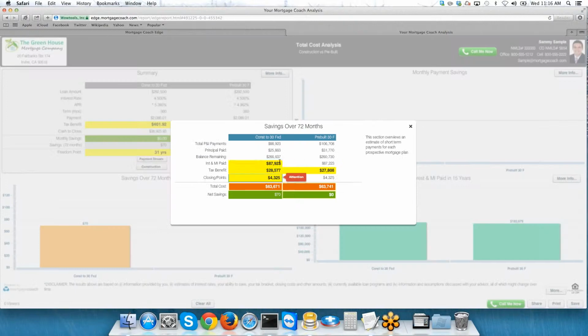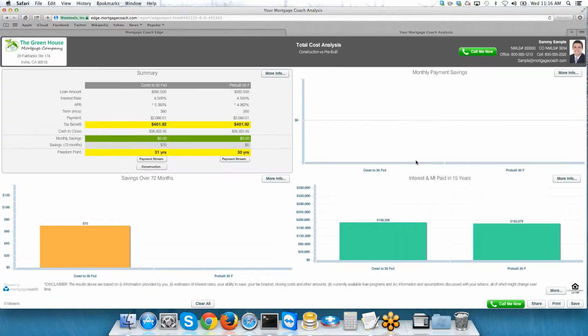So if we look at our more info section now and we add these figures together, the tax benefit is just slightly greater on this construction loan. That's really what's making the difference for us and what's showing a savings, because the interest and MI paid are roughly the same. They're only about $600 apart. So we've got this extra benefit from the construction period that is forcing the total cost to be a tiny bit less on the 72-month plan. Now, when we look at the 15-year plan, there's a $6,000 difference. You're paying more over the long term because you do have that construction period tacked onto your amortization schedule.